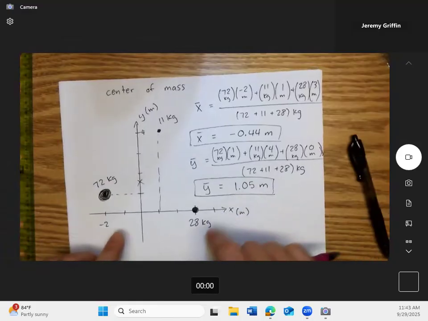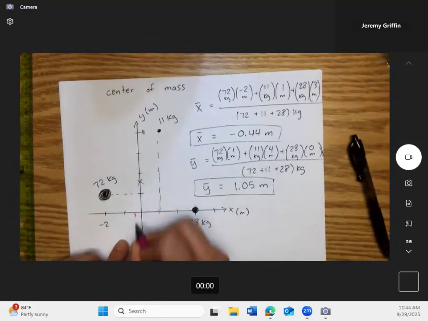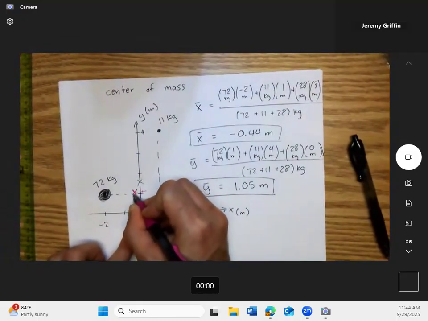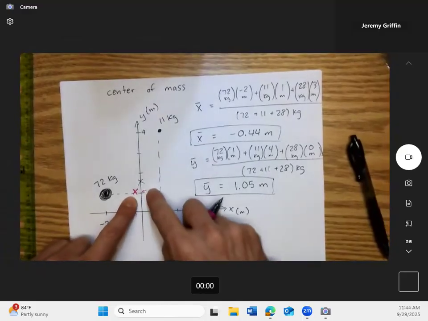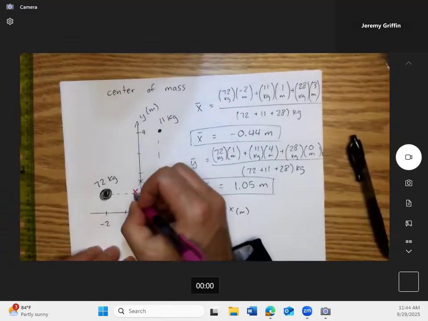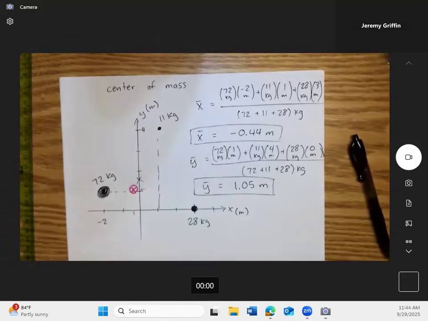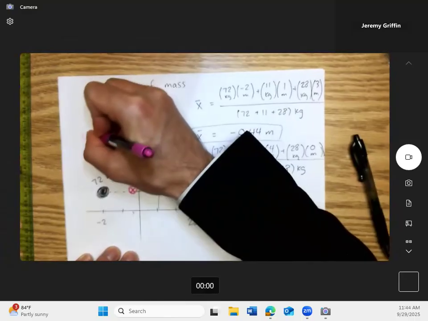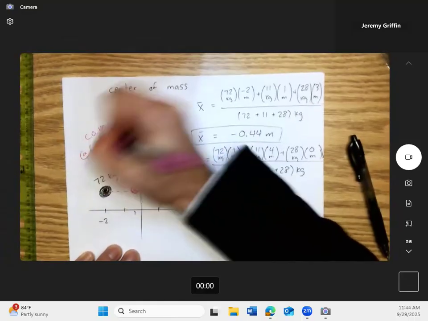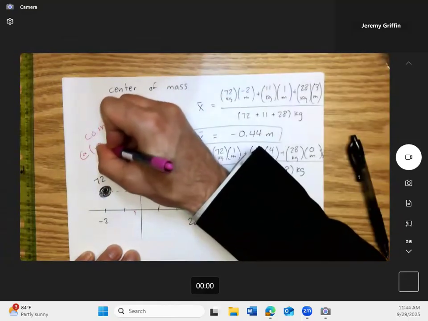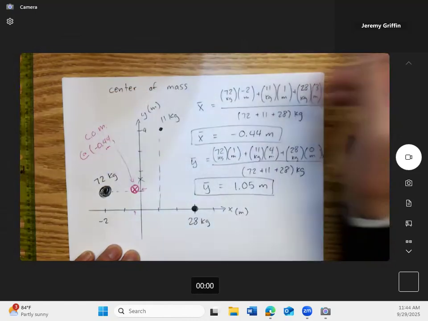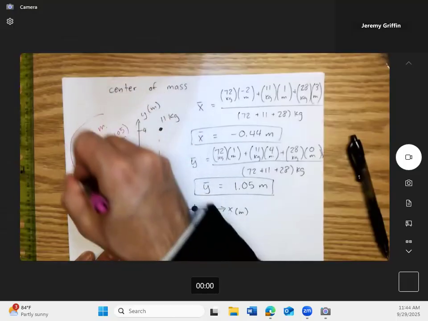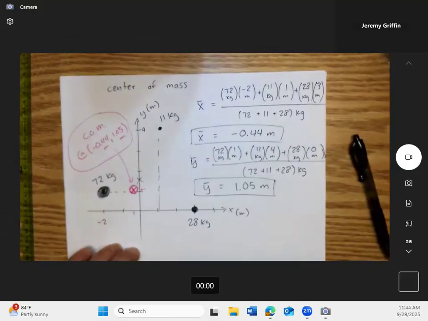So let me mark that point exactly. So -0.44 is right about here. 1.05 is right here. There's the actual center of mass. I just marked it right there. My guess was probably right there, but the actual value numerically came out pretty close to that. It's right here. That is the center of mass. So I'll say the center of mass is at the coordinate negative 0.44 meters, and then 1.05 meters. That's the answer. You guys got that?